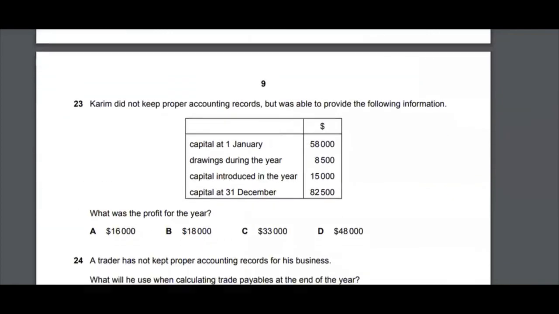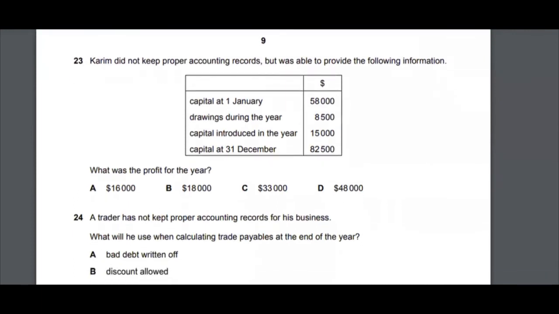Let's look at multiple choice 23. Kareem did not keep proper accounting records, but was able to provide the following information. What was the profit for the year, right? So you have to calculate the profit for the year, and how would you do that, right? So it's a very simple question. You need to take the closing capital minus the opening capital plus the drawings. Now the only addition here is capital introduced during the year, right?